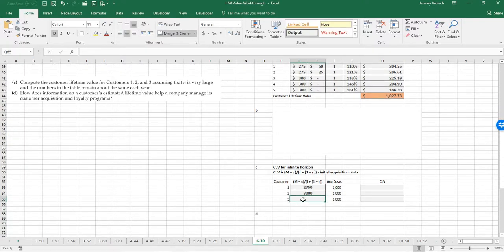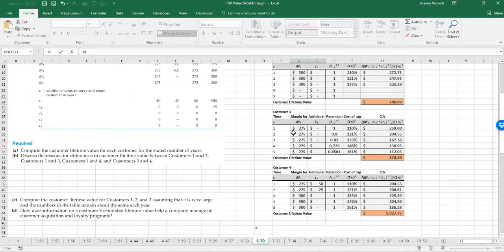And last is customer 3. Guess they're being nice to us, since customer 4 actually has a different margin that changes, but we'd probably just use an average there. But anyway, we don't have to do it, so we don't have to worry about it.